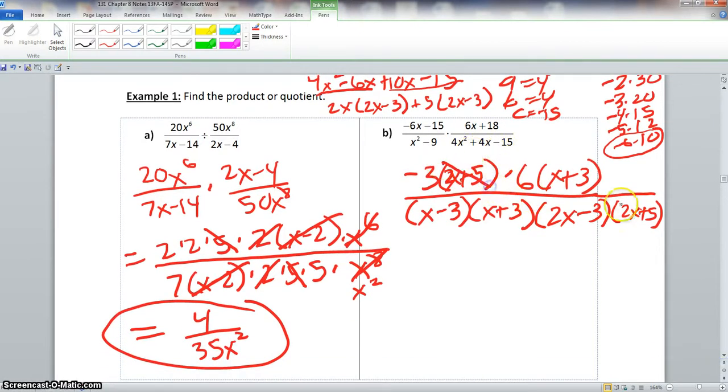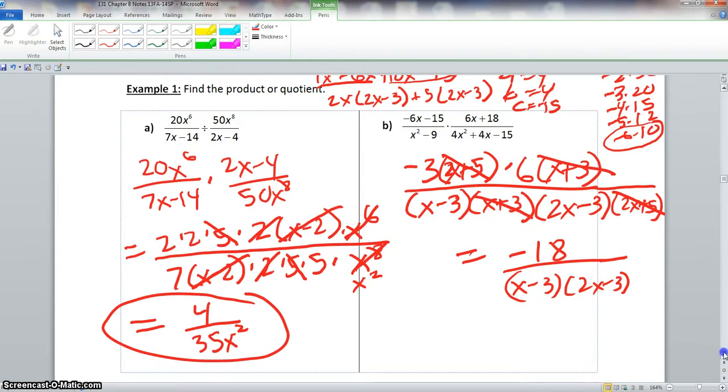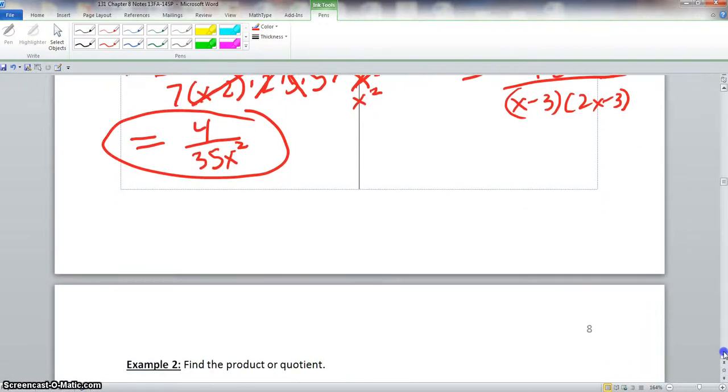Now the 2x plus 5s will simplify out. The x plus 3s will simplify out. And that's all that we could simplify. So our final answer would be -18 all over x minus 3 and 2x minus 3. And that's the final answer for that problem. Now we go to the next page.